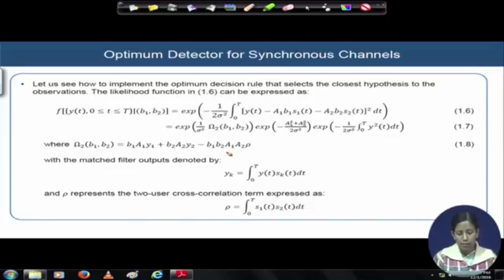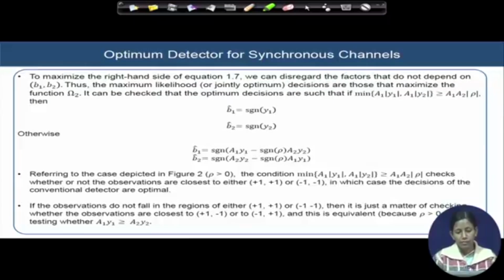and the matched filter output is denoted by this expression, y_k equal to the integral from 0 to T of y(t) s_k(t) dt, and rho represents the cross correlation of the two signature waveforms. So, these are the symbols used inside this expression 1.7, and this is the explanation of all the symbols.